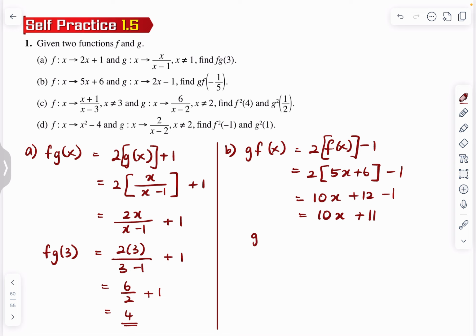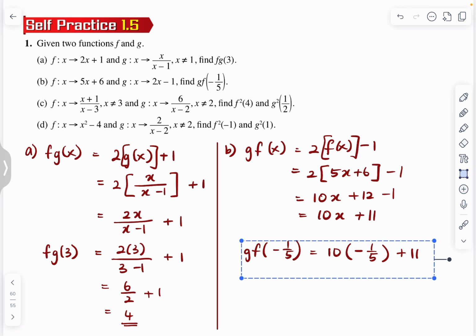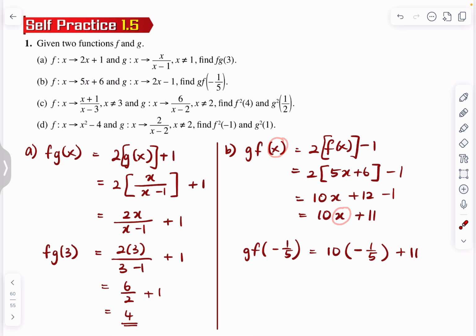Okay, now we can find what's gf(negative 105). So if gf(x) is 10x plus 11, gf(negative 105) would be 10 times negative 105 plus 11. Okay, so you just sub the x with negative 105. Okay, so this will give us negative 2 plus 11, which is 9.